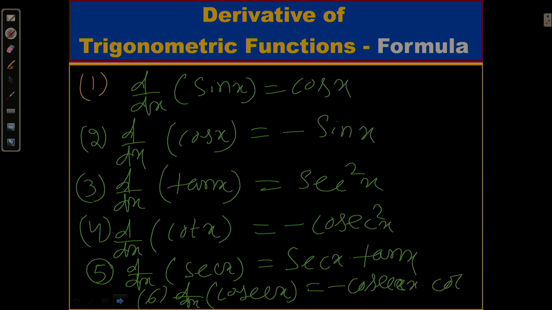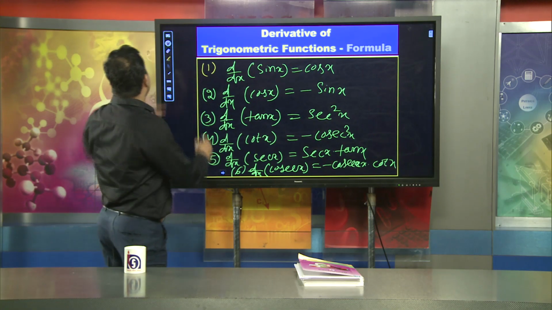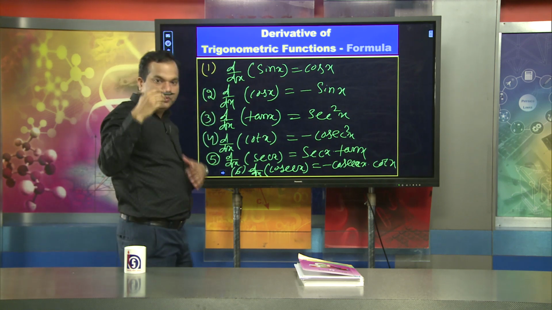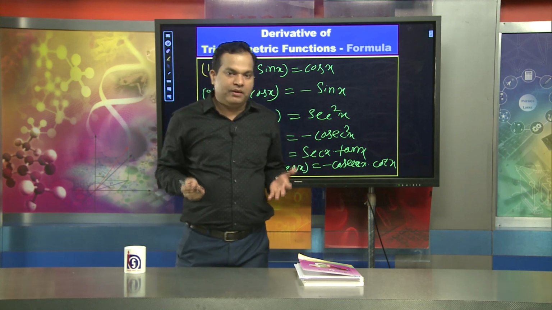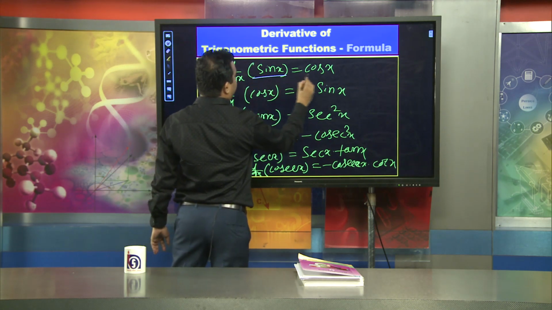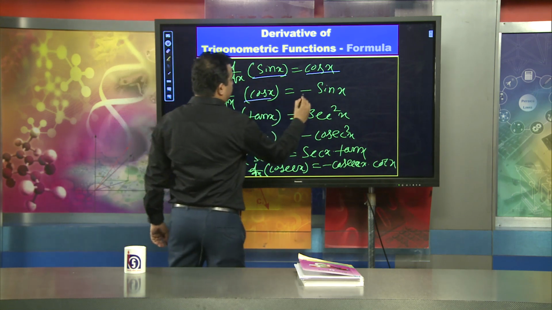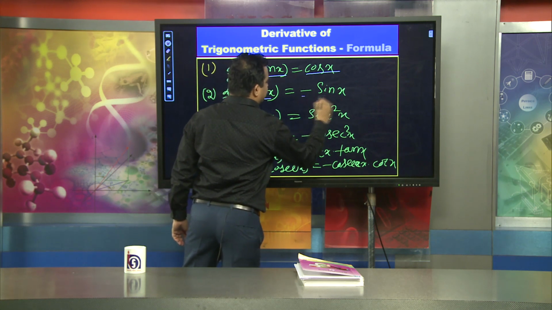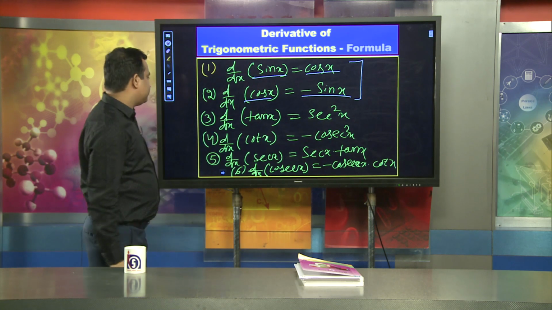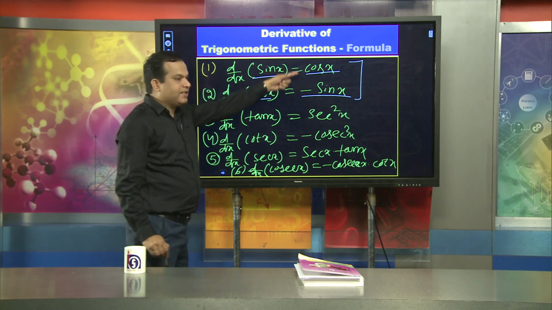Dear learner, these are the six different formulas, and they are very important when we solve different problems. That means sin x derivative equals cos x. If you take cos x, just the sign changes, that is minus sin x. The two are more or less the same, but the difference is that the sign changes.